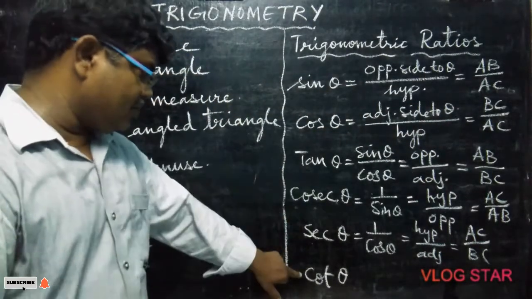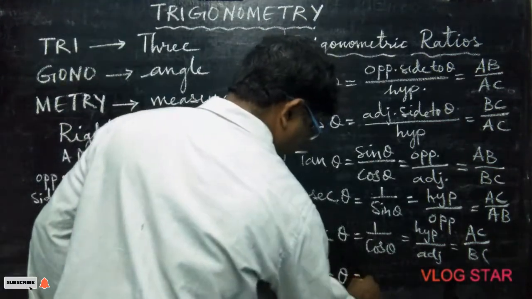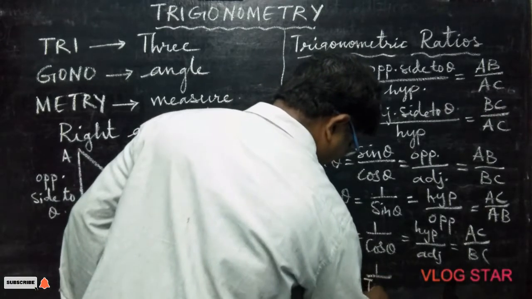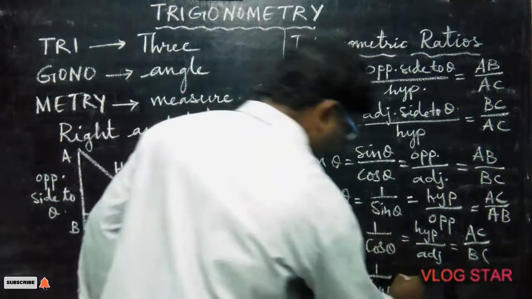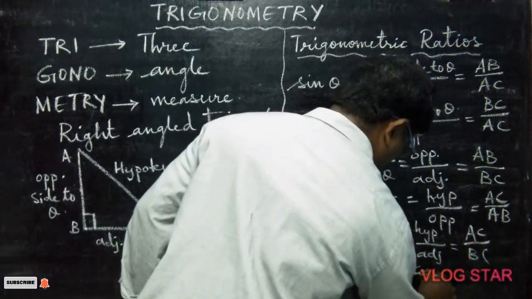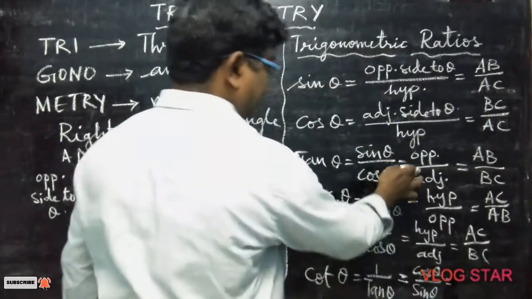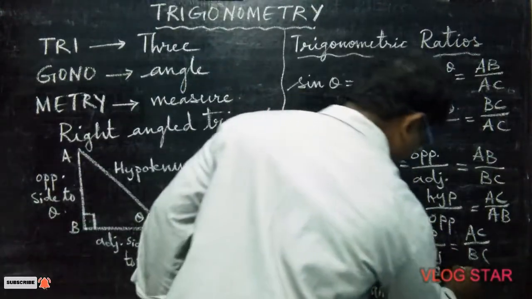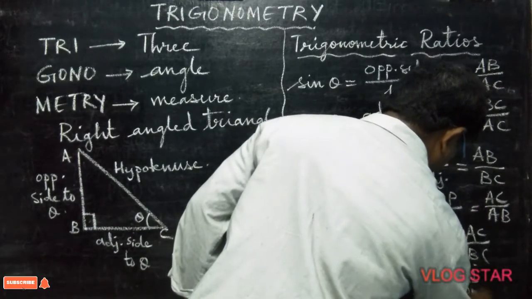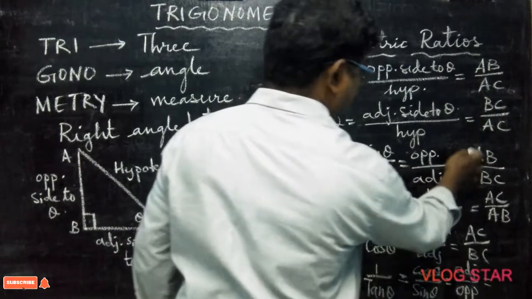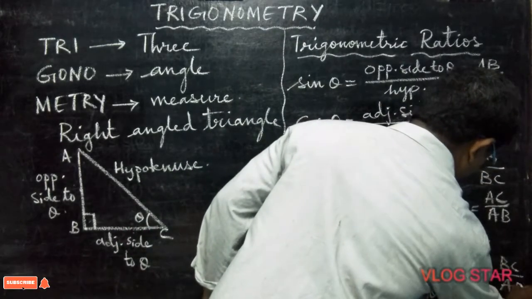Now tan and cotan. The reciprocal of tan is cotangent. So here, 1 by tan theta we can write. Another form is sin theta by cos theta, reciprocal, cos theta by sin theta. Reciprocal, adjacent by opposite. Again reciprocal, BC by AB. Are you able to follow?